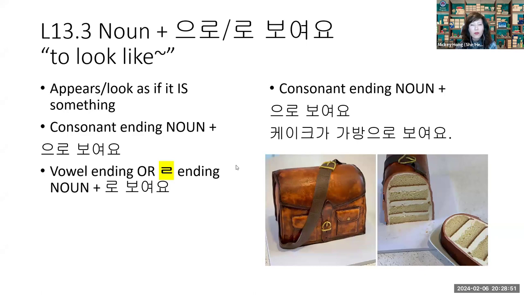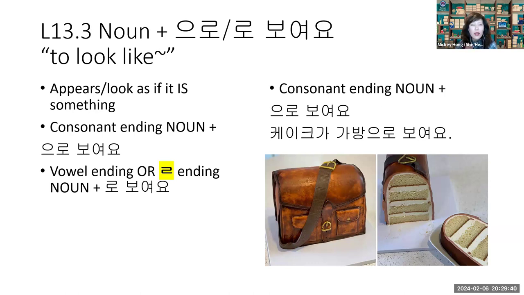So we have one of our first conjectural grammar patterns: 으로 or 로 보여요. You use 으로 with a noun if the noun ends in a consonant, otherwise 로 보여요. 보다 is to see. 보여요 is the passive counterpart. So 보다 is you look at something, you watch something. 보여요 is it appears, it's visible. It appears to be this. It looks as if it's this. It appears, looks as if it is something else. It is this thing that it gives the appearance of.